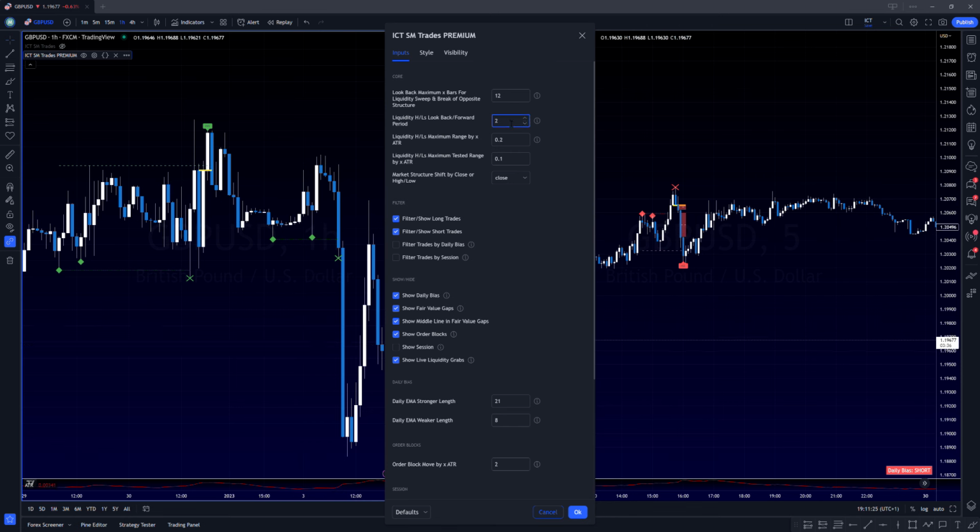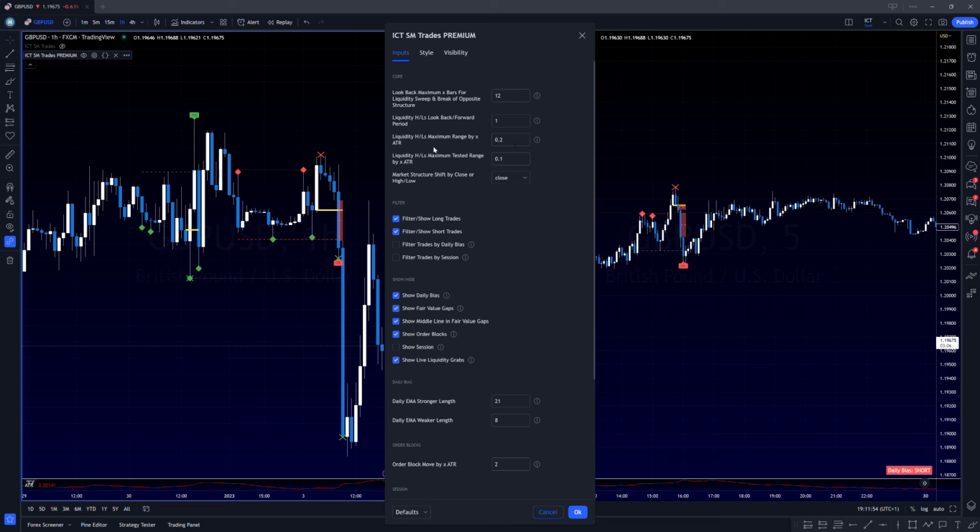So you can set this setting to 2 or to 3 if you want more accurate trades. As you can see, you will have some more accurate pivot high lows. You see, they are more visible, as you can see here. So this is this setting.